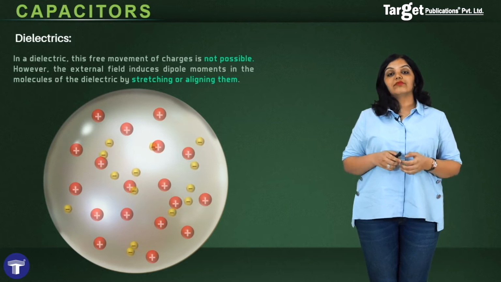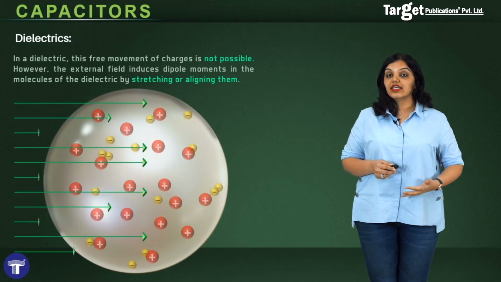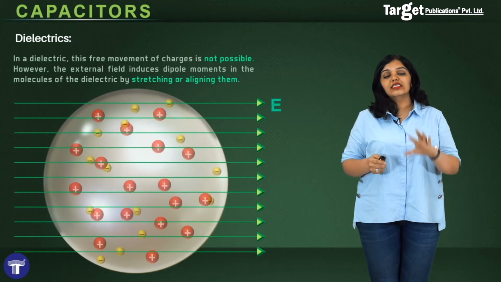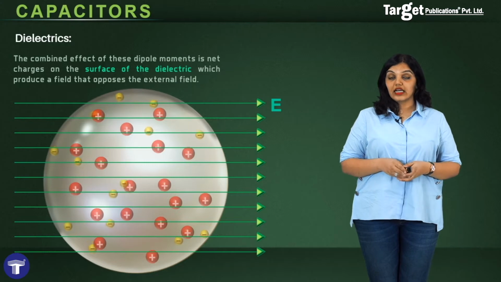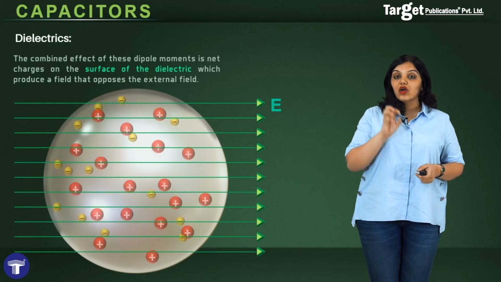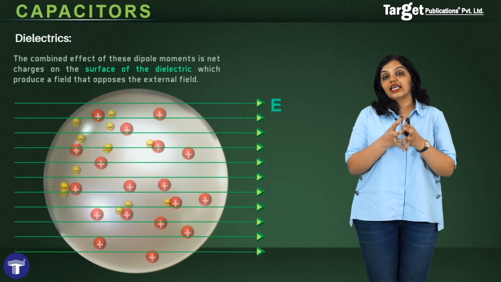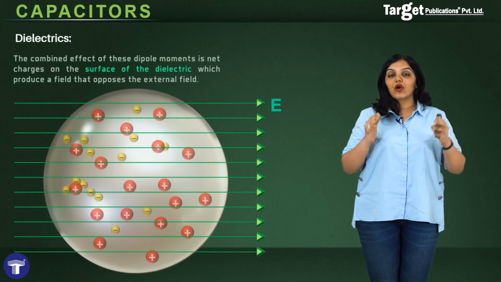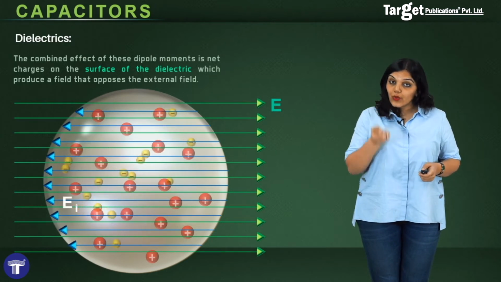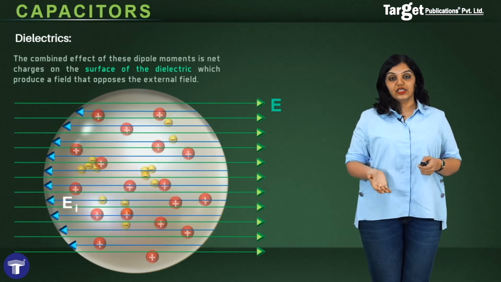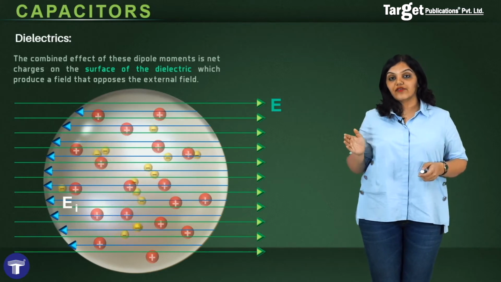But basically what I'm trying to say is that if a dielectric is placed in an external electric field, then there will be some sort of separation of charges just like there was in the conductor, but this separation will not be very prominent. And because of this separation, that is either it will stretch or it will align, there will still be an induced electric field which will be set up inside the dielectric, and this induced field will still again be opposite to the external field.